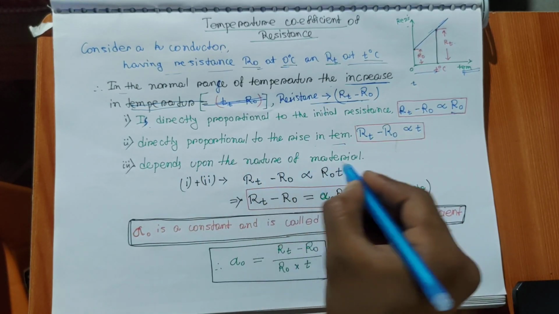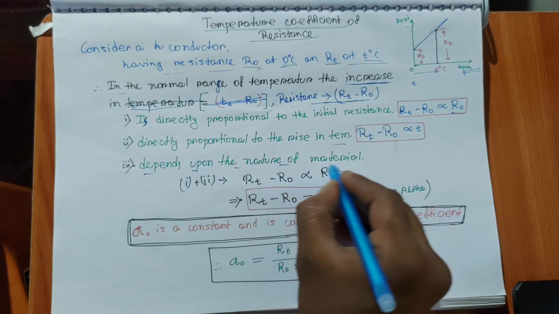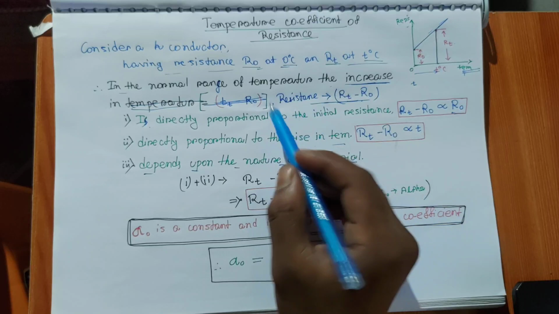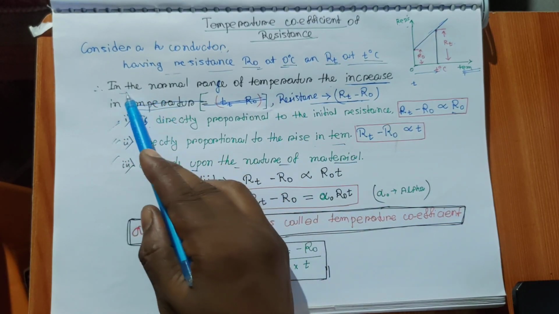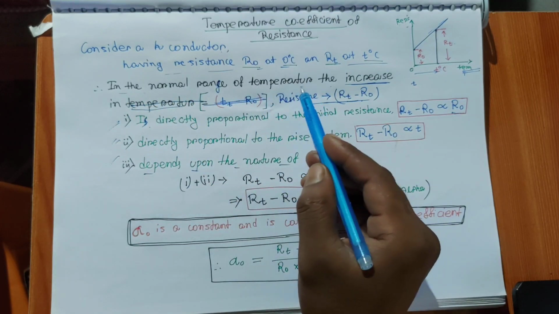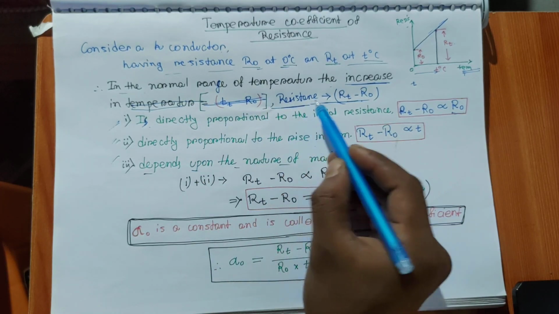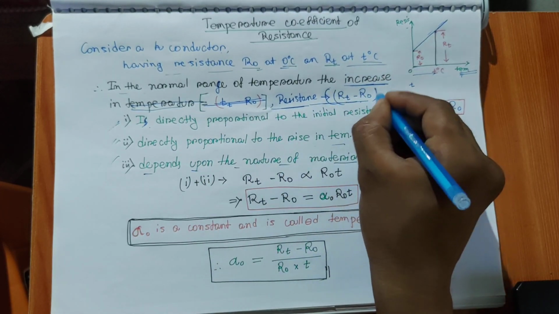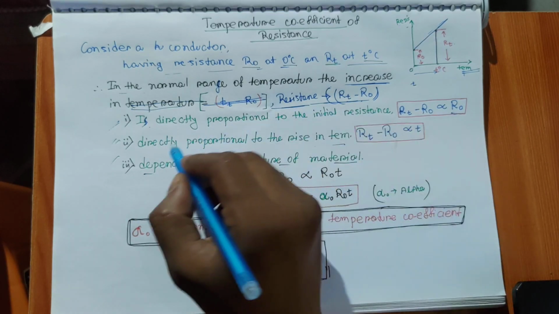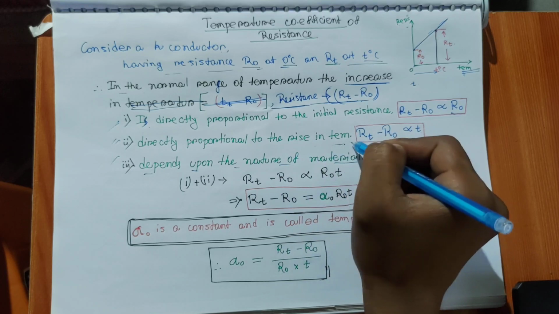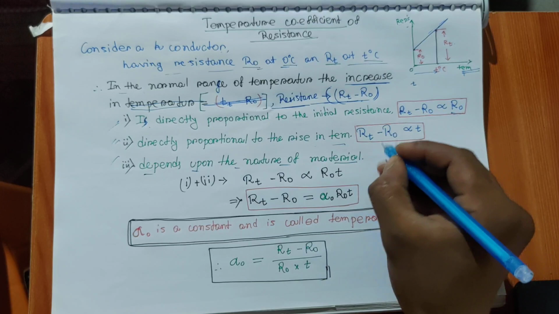It depends upon the nature of the material. Okay, these 3 points you have to remember. In the normal range of temperature, the increase in resistance is directly proportional to the initial resistance, is directly proportional to the rise in temperature, and depends upon the nature of the material.